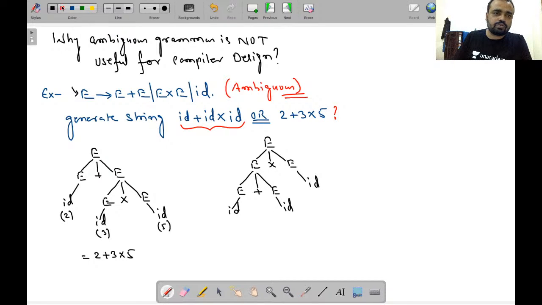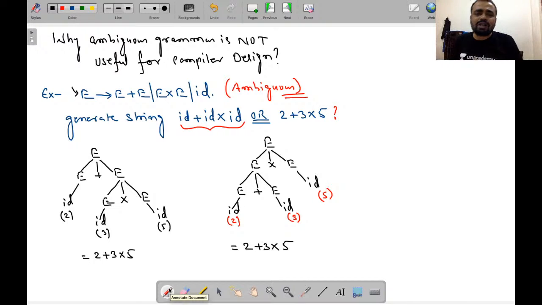So from this ID we can generate 2, from this ID we can generate 3, and from this ID we can generate 5. So ultimately, what string is generating? Again, we are generating 2 plus 3 into 5. Okay, so there exist two different parse trees for generating the same string, id plus id into id.